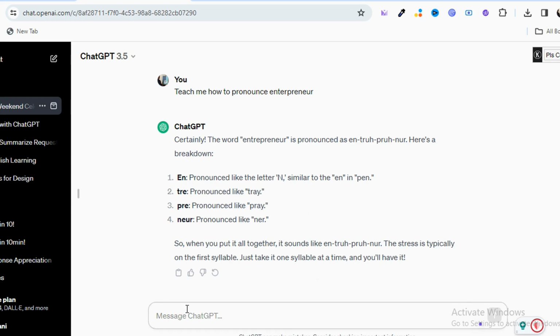Now the third one is a list of words. Okay, ChatGPT gives us a list of words. I think ChatGPT is my friend because whenever I say, ChatGPT, please do this and give me information, then she gives me every kind of information.